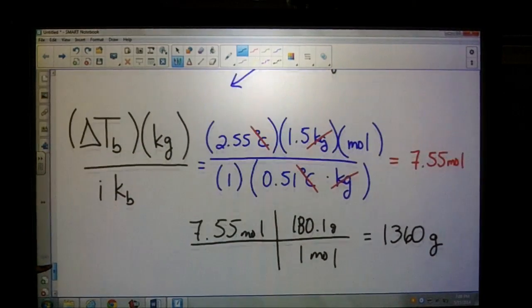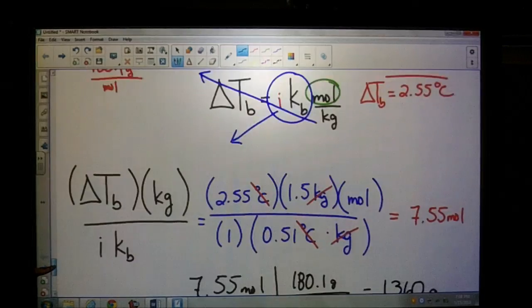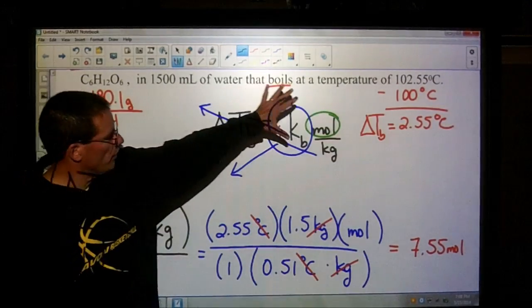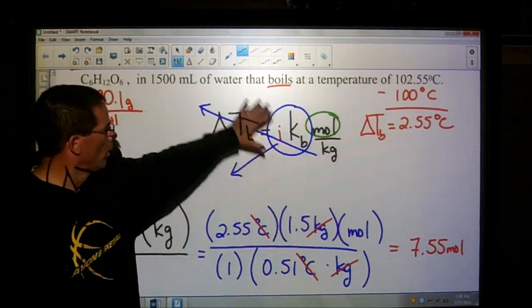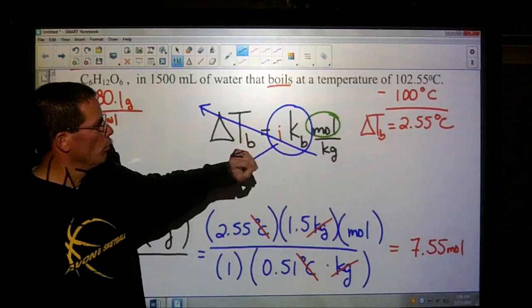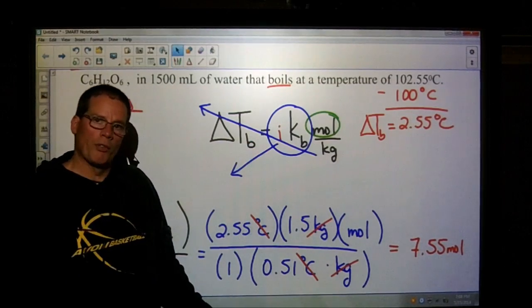Okay, so again, trying to explain this: we know everything but the number of moles. Once we know the number of moles, we can convert it into grams. Make sure that you rearrange the variables. Hope this video was helpful.